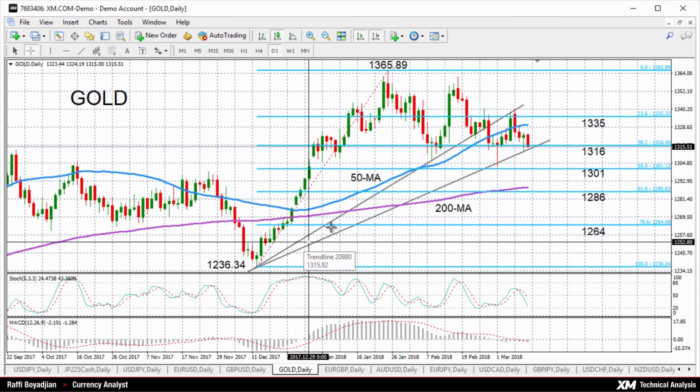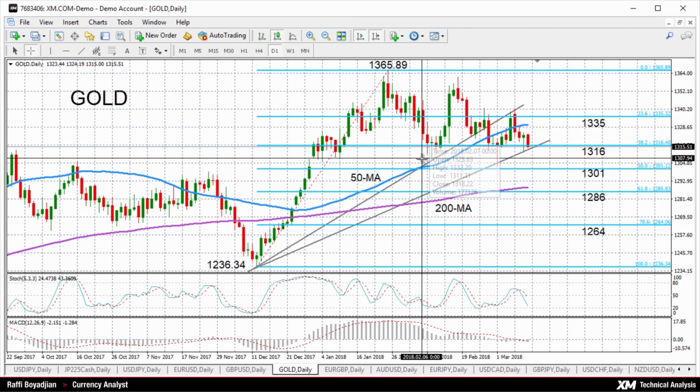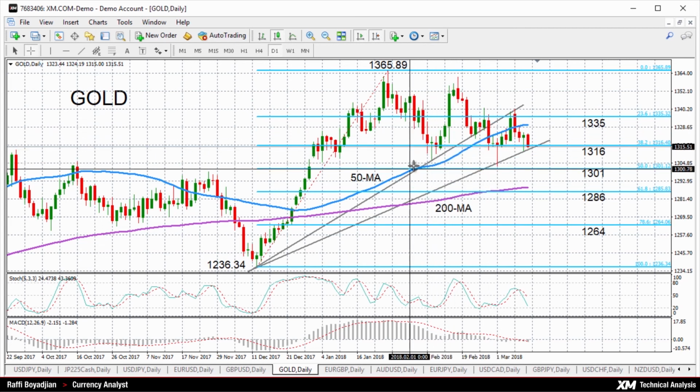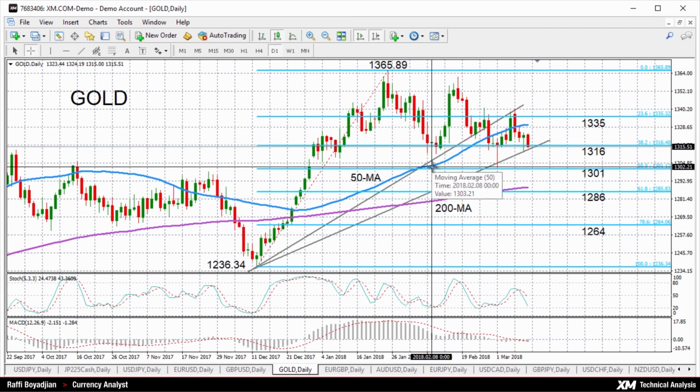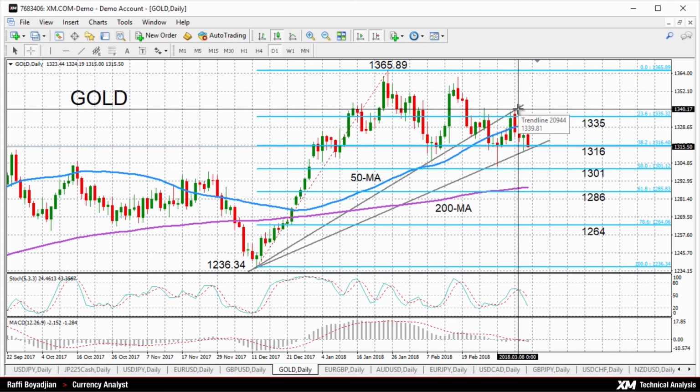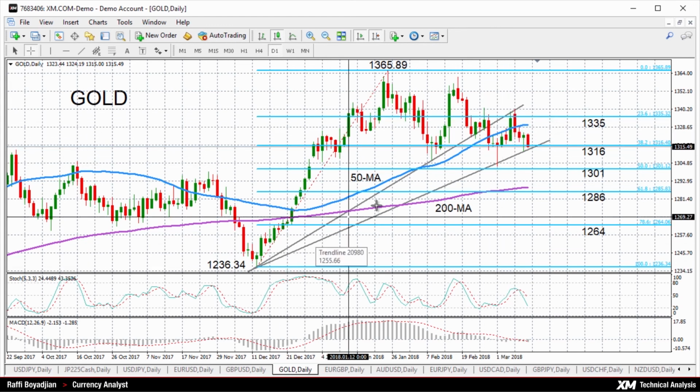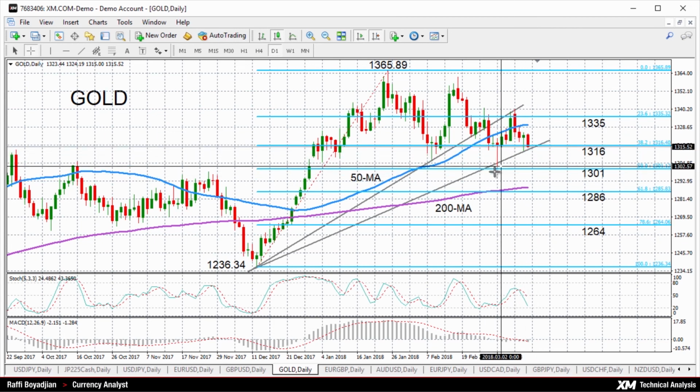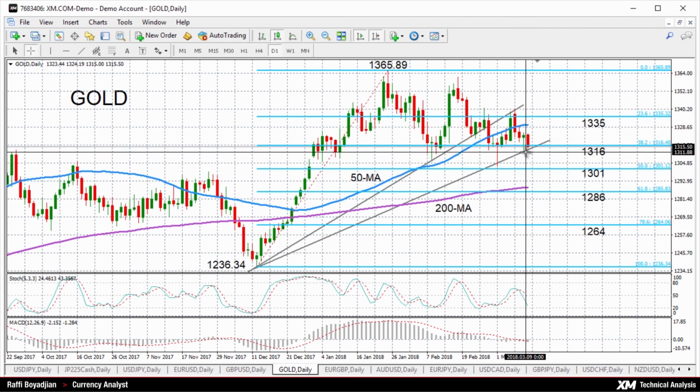We actually had a steeper trend line. That trend line was providing support before it broke below it, and then that same trend line acted as resistance. Now we've got a new trend line, a much shallower one, so that also is a key support area to watch.